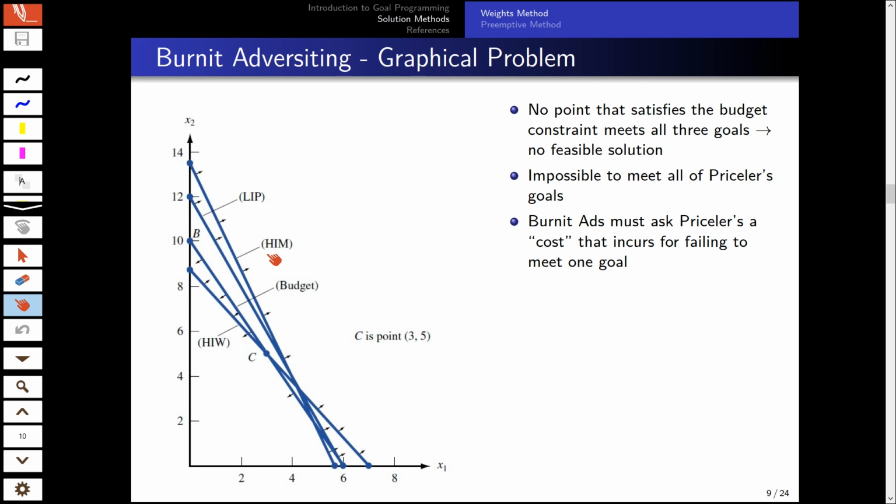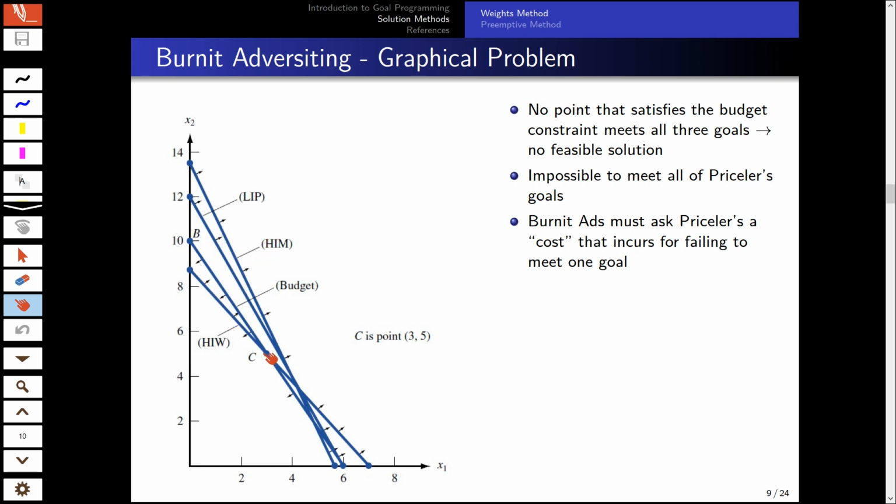And now we need to find out how much this customer is going to give up some of the goals, by how much, to introduce this flexibility that we need in order to find a feasible solution. Because as you can see here, the budget constraint is limiting our solution space to this area. The high-income women constraint, we want to maximize the number of high-income women that we want to reach, and this goes outwards.